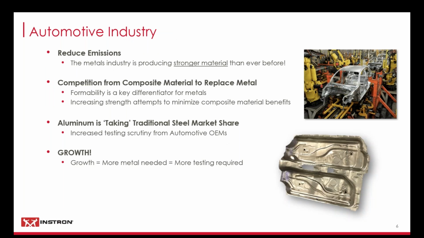As an example, the automotive industry pre-2020 was probably the fastest growing for sheet metals, primarily due to the advances for lightweighting and electric vehicles. When they look at reducing emissions, they're looking at stronger materials so they can use less of it and save weight. Of course, there's competition from composite materials to replace metals. Formability, however, is very important and is a differentiator for metals. And then, of course, the increased strength can decrease formability in some cases.